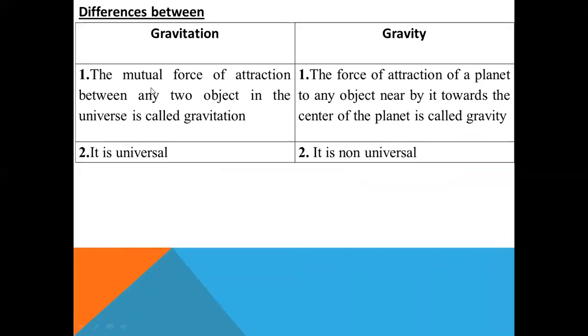Differences between gravitation and gravity. While writing the differences, first of all, we have written the definition. Gravitation: the mutual force of attraction between any two objects in this universe is called gravitation. You know this. Gravity: the force of attraction of the planet on any object nearby, towards the center of the planet, is called gravity. Gravitation is universal. Gravity is not universal. These are the two differences between gravitation and gravity.